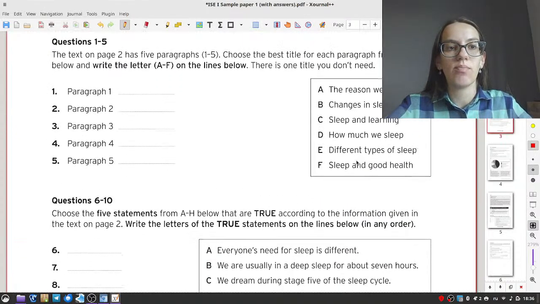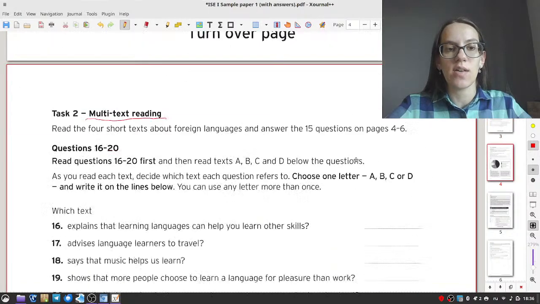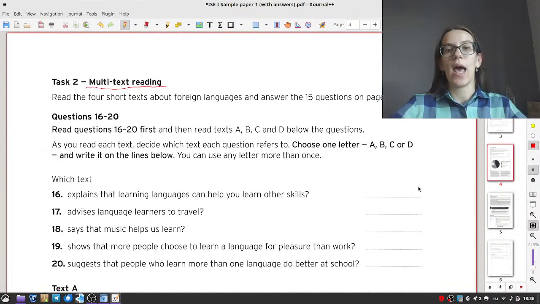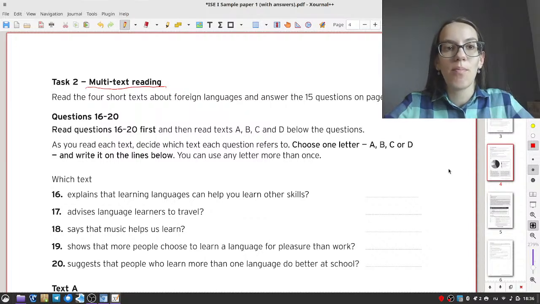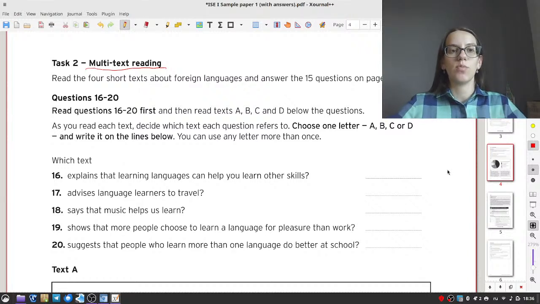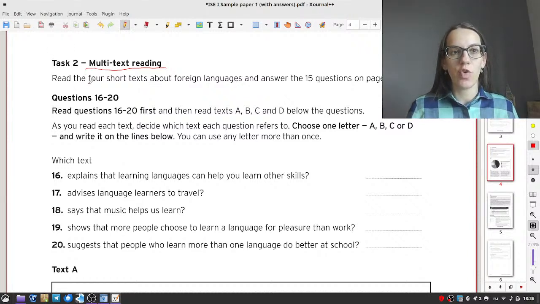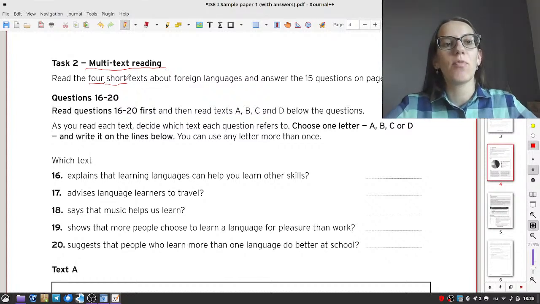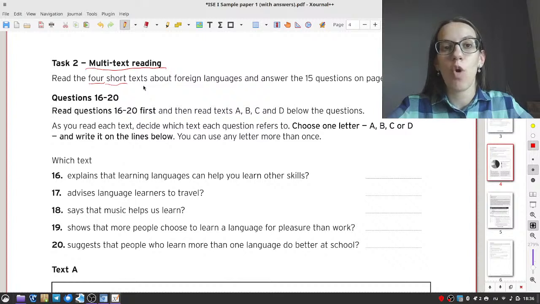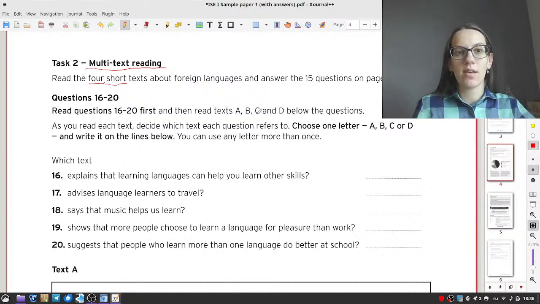But in the second task, you will have more than one text. So it's a multi-text reading. It means more than one text. And in fact, we are going to read 4 short texts. This time they are short, not long. 4 short texts. But they are all about the same topic. So in this case, it's foreign languages.